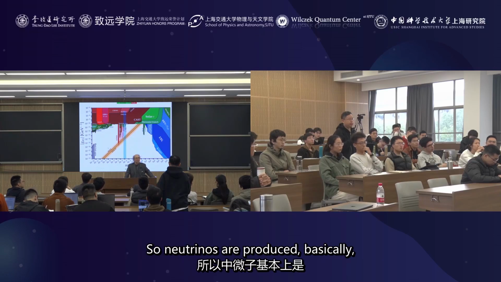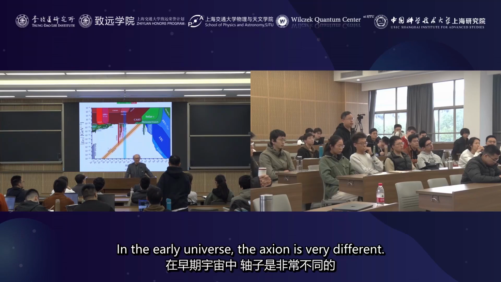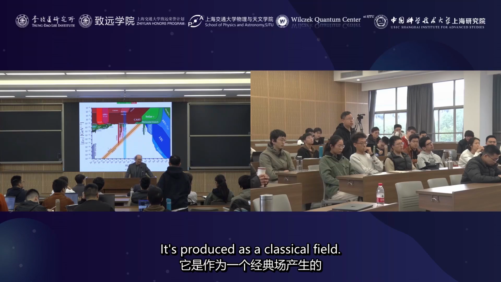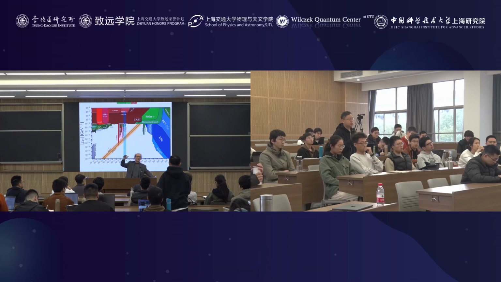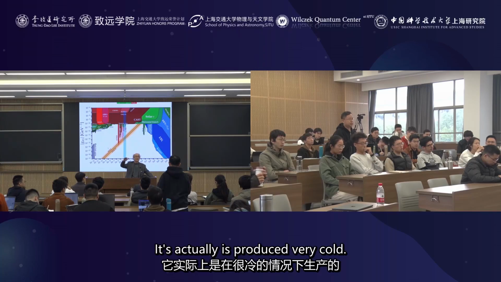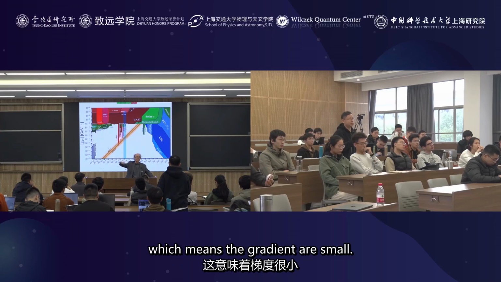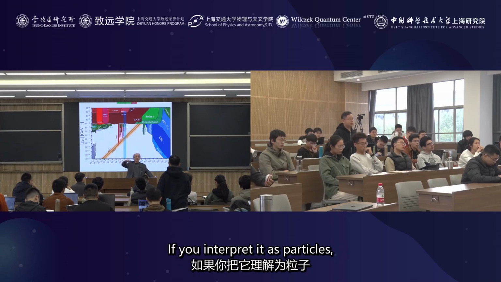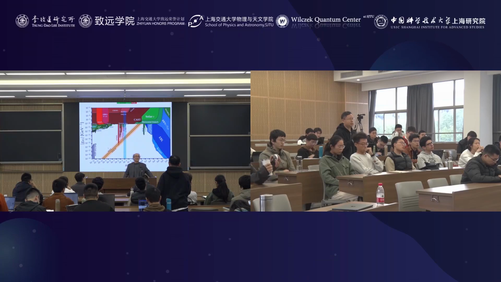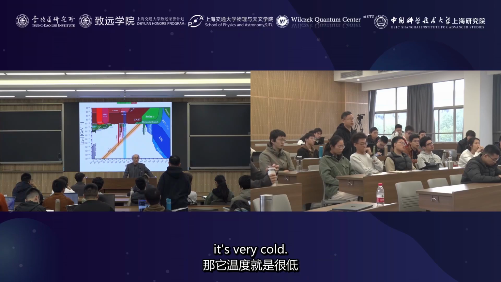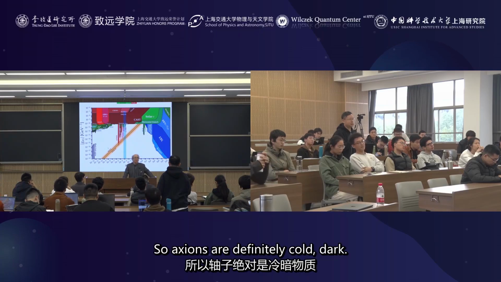Neutrinos are produced basically by thermal processes in the early universe. The axion is very different. It's produced as a classical field, and it's actually produced very, very cold. The field is very uniform, which means the gradients are small, and so if you interpret it as particles, it's very cold. So axions are definitely cold dark matter.